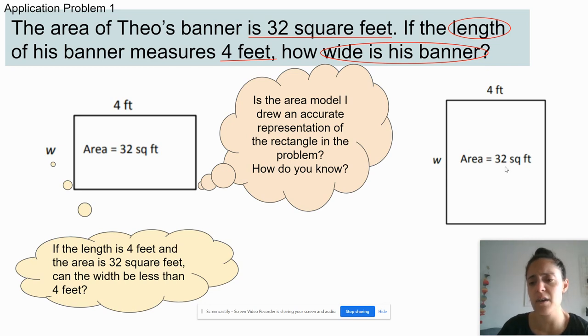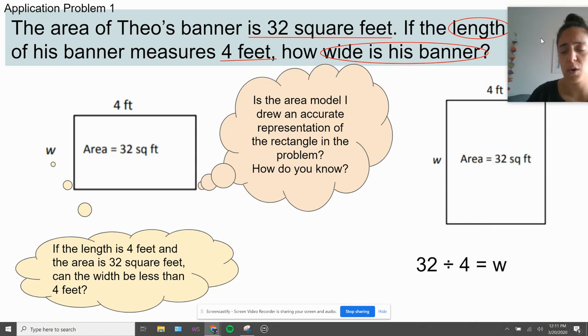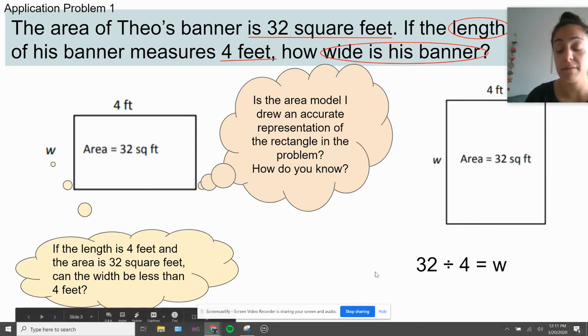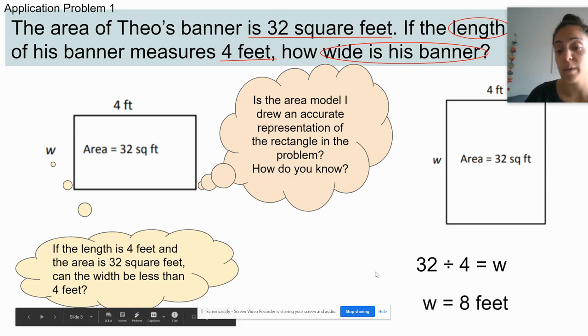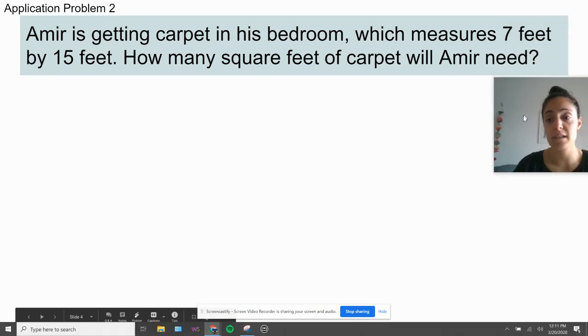Again, I know the area, the total, is 32 square feet. One side length is 4 feet, and I need to find this W. So we know that this is my equation: 32 divided by 4 equals W, and we know that W equals 8 feet. All right, we're going to go to our next word problem.